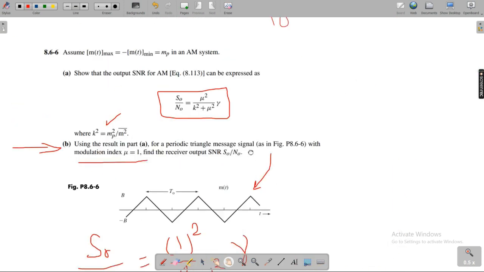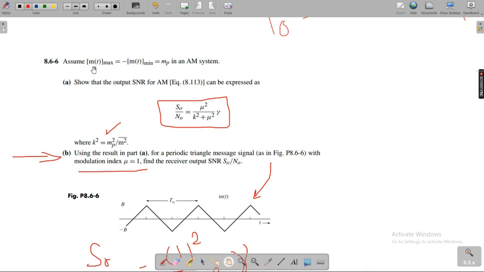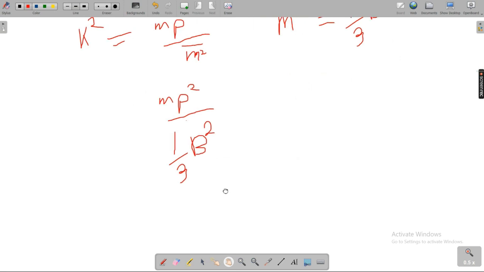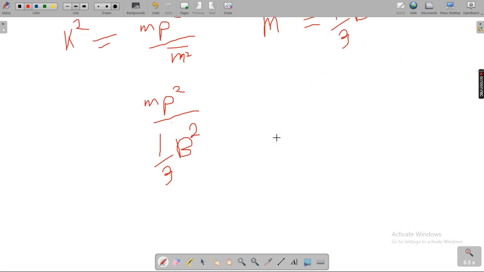Why is that? Because mp, it's here, it's equal to the maximum value of signal mt. And this maximum value of signal mt is equal to p. That's why p is the same thing as mp square. So we can say directly that k square equal 1 over 3. Why is that? Because the p square equals mp square, so they cancel each other. So 1 over 3 tends to be 3.